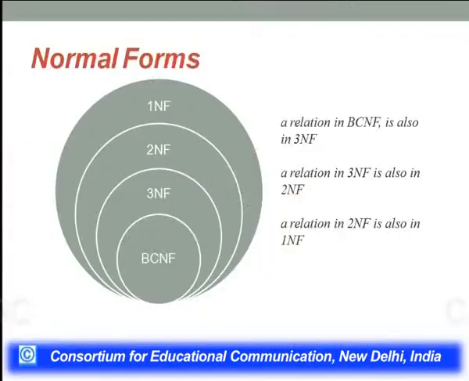For most practical purposes, third or Boyce-Codd normal form is acceptable. So, this diagram shows that the Boyce-Codd normal form is the strongest normal form among the 4 types of normal form, and how the normal forms are a part of each other. That is, the first normal form is the basic. For any relation to be in the second normal form, it has to qualify the conditions of first normal form, and the same is true for second, third, and Boyce-Codd normal form.